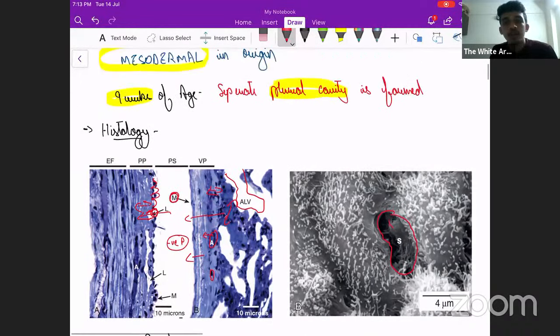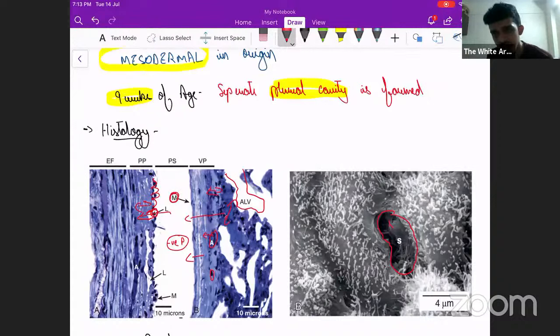So coming to the blood supply, can you guys answer whether it is systemic or pulmonary circulation that supplies the visceral and parietal pleura? Very important question. Okay, all of you are telling systemic. Very good. Pleura is supplied by systemic.